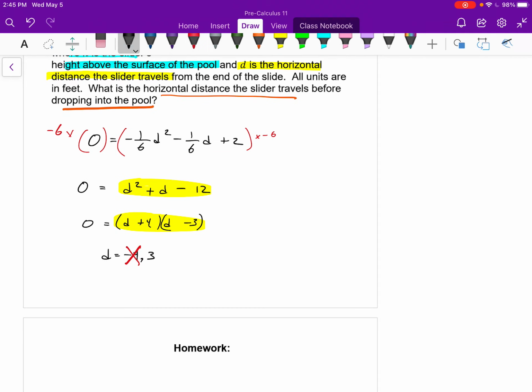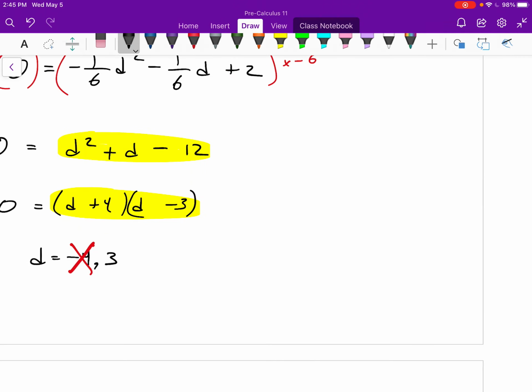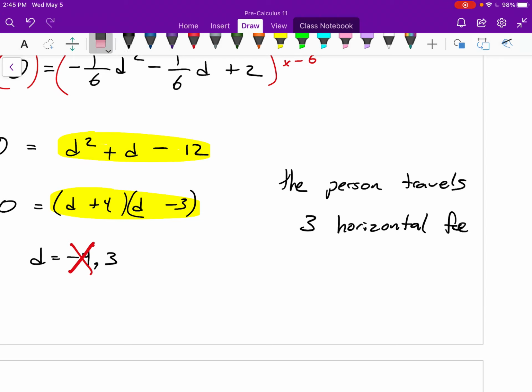And so I'll say just this: the person travels 3 horizontal feet. Ooh, that's messy writing. And now I'm done.